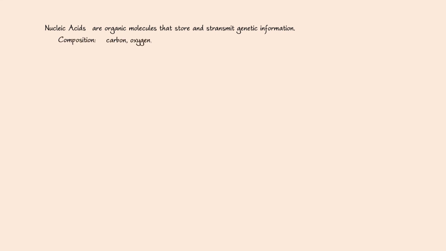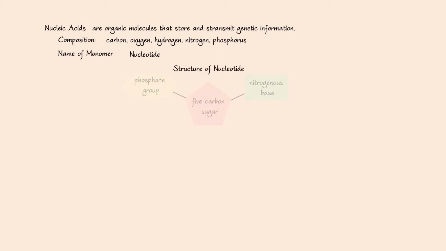We will now move on to our last macromolecule. Nucleic acids are organic molecules that store and transmit genetic information. They are composed of carbon, oxygen, hydrogen, nitrogen, and phosphorus, in no specific ratio. The monomer of a nucleic acid is called a nucleotide. The structure of a nucleotide is shown here. A 5-carbon sugar is attached to a phosphate group and nitrogenous base.